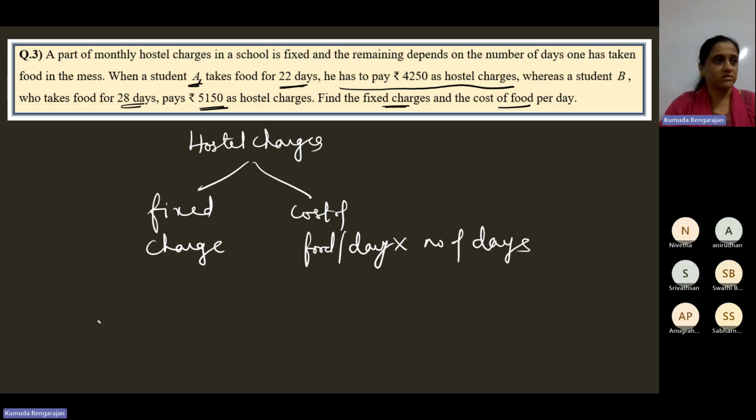Hostel charges: one part is fixed, the other part is variable. So the variable part is about the cost of food per day. So if you take food for n days, it is n into cost of food per day. Correct, no? One is the fixed charge, and the other one is cost of food per day into the number of days. These two put together will be your hostel charges.